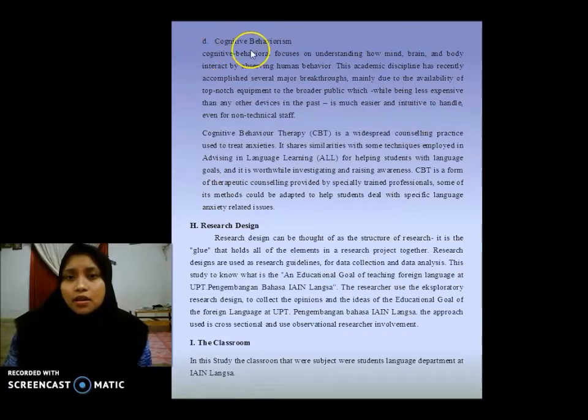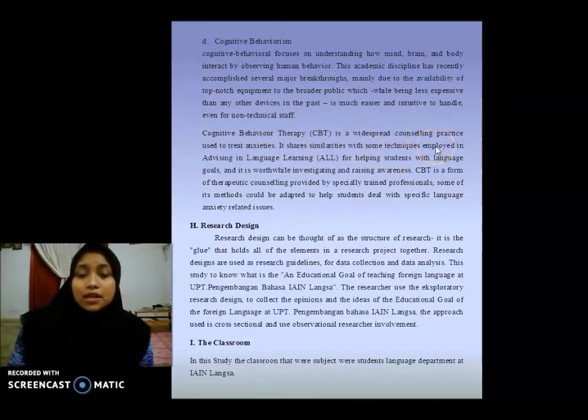Next, cognitive behavior. Cognitive behavior therapy is a widespread counseling practice used to treat anxiety. It shares similarities with some techniques employed in advising in language learning.